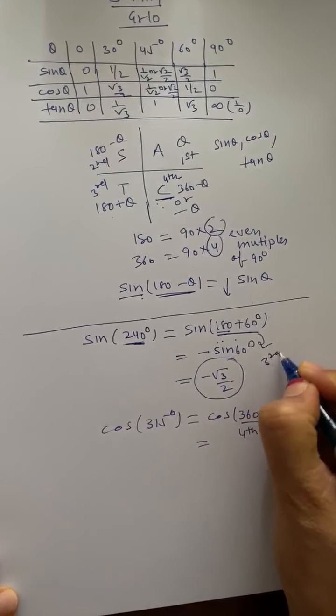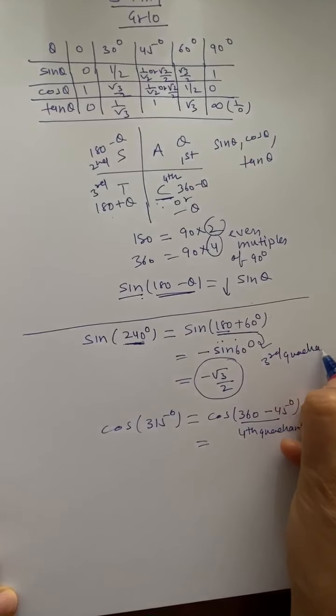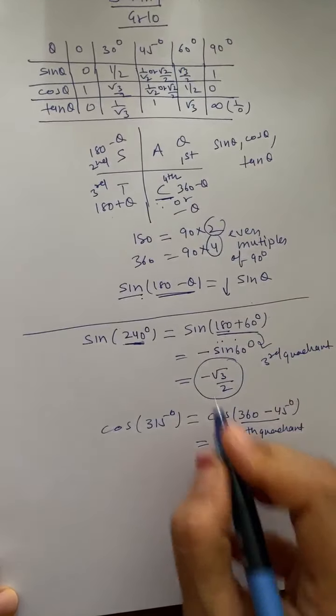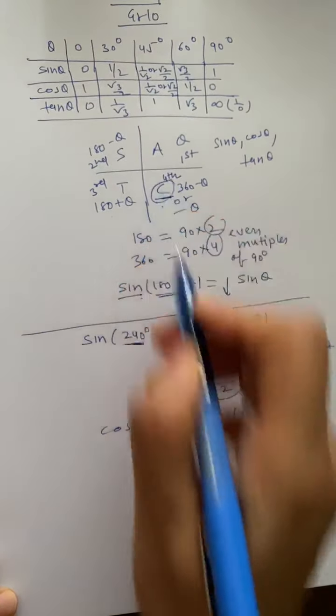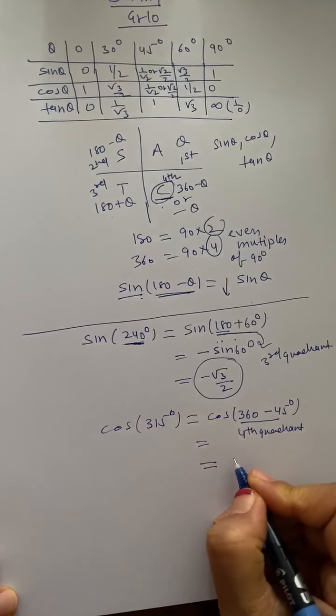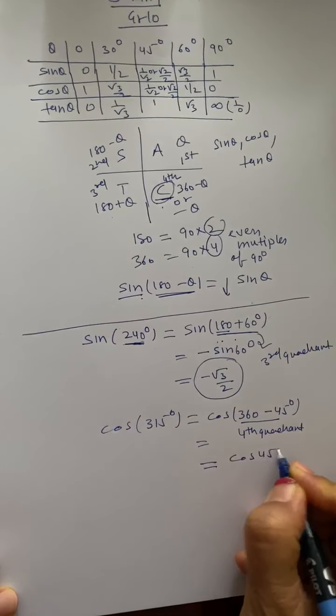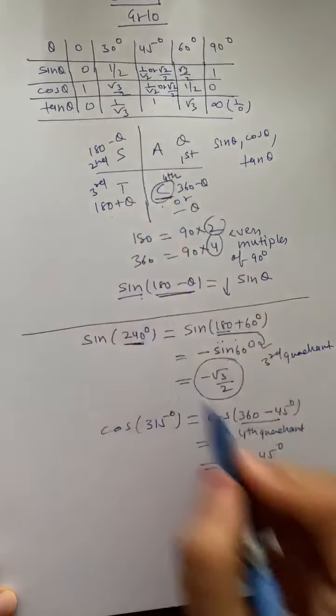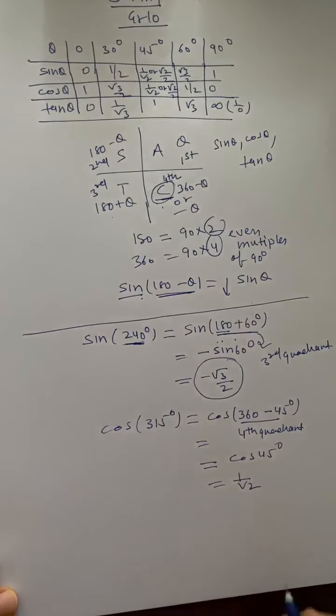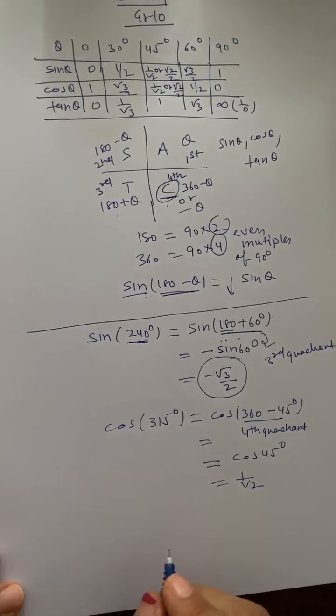Here it was in the third quadrant, and we knew that sine was negative. Here cos is positive in the fourth quadrant. As you know, here cos is positive, which means this is going to be cos of 45, and cos of 45, as from the table, is 1 over square root of 2. So cos 315 is also 1 over square root of 2.